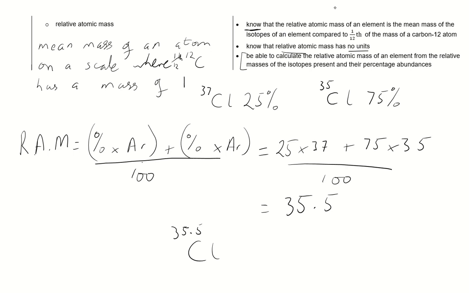Then as you can see on your periodic table, that top number there, not the bottom one, so the top number is the relative atomic mass of chlorine. So atomic number down the bottom, relative atomic mass on top.